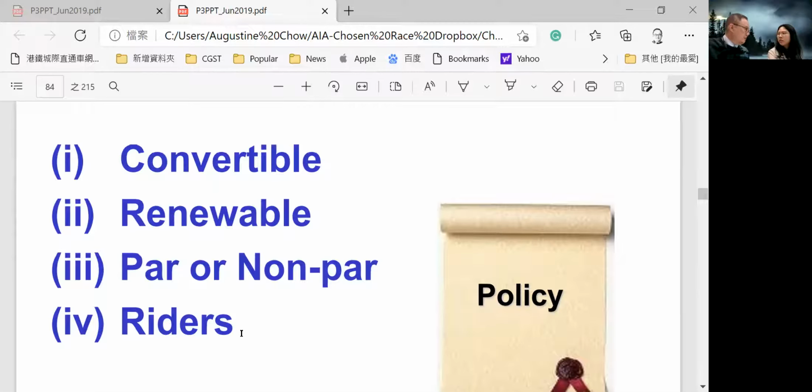You can stop a rider on the renewal date. I don't want this rider. But you cannot keep the rider and cancel the main contract. The rider is only valid as long as the main contract is valid.